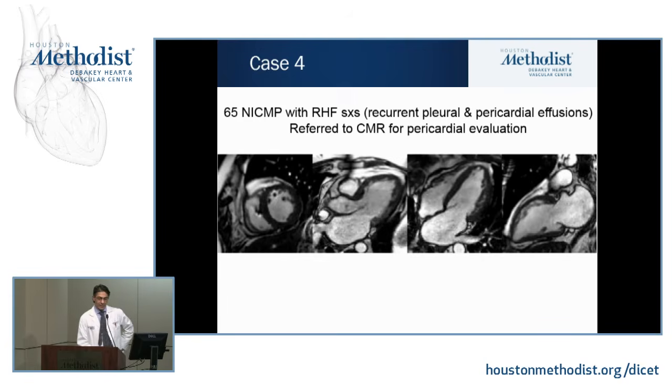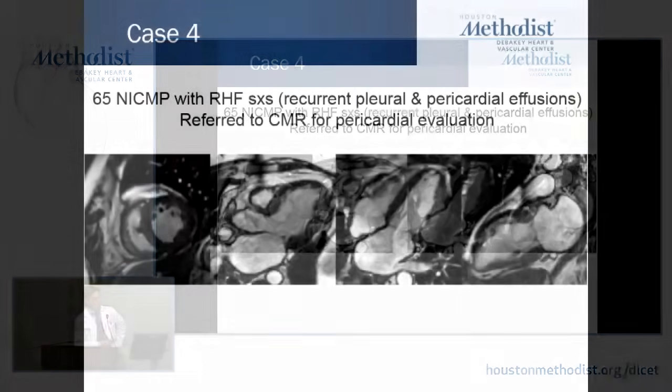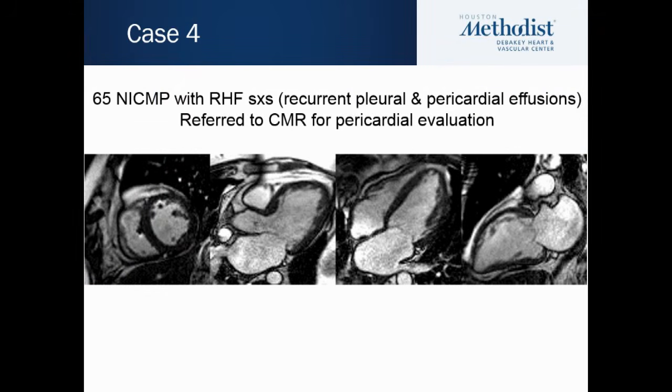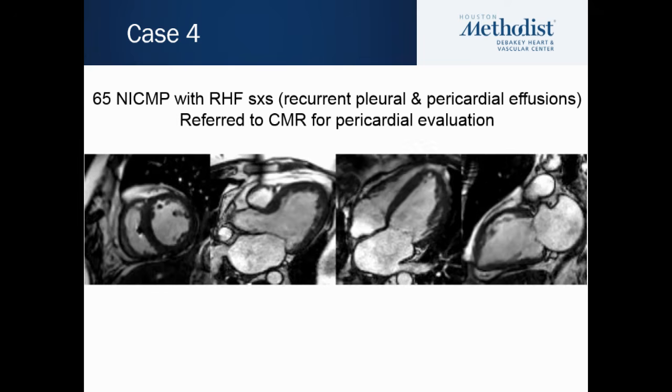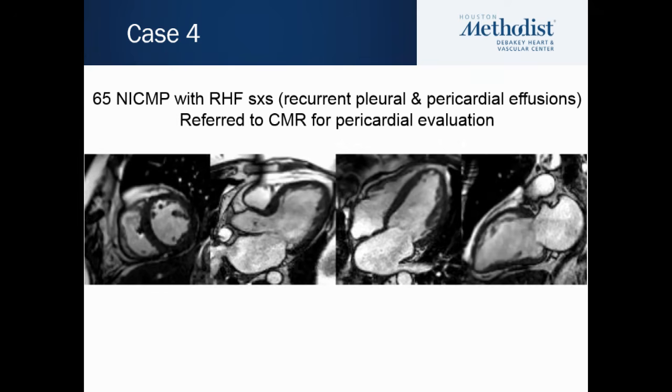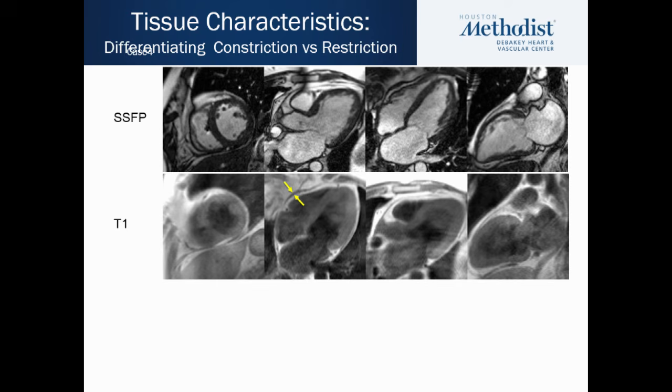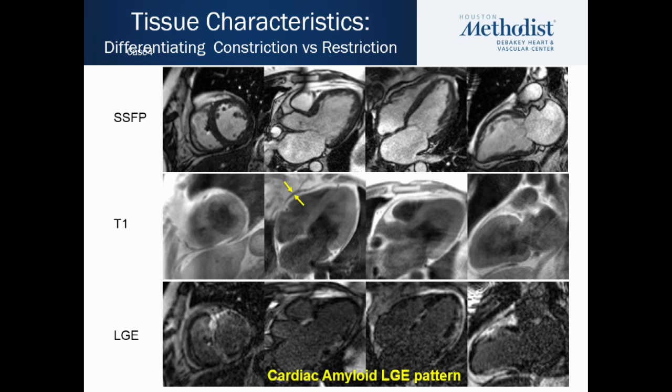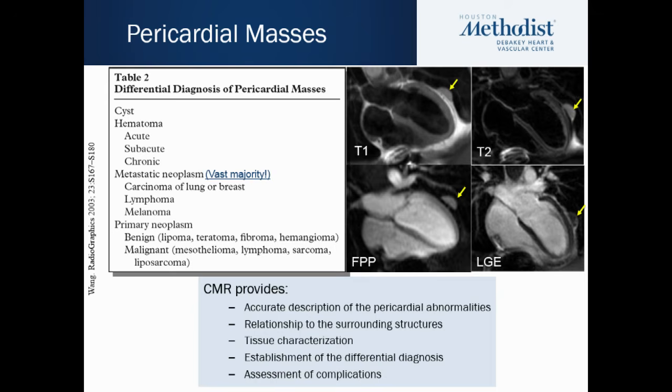Okay, how else can CMR help? This was a 65-year-old patient with some non-ischemic cardiomyopathy who had right heart-sided failure symptoms. Does he have constriction? So in this particular case, the pericardium was intermediately thick on T1 images, but you give LGE, and all of a sudden the myocardium lights up. This was a patient with cardiac amyloid and more likely a restrictive cardiomyopathy for his symptoms rather than constriction.